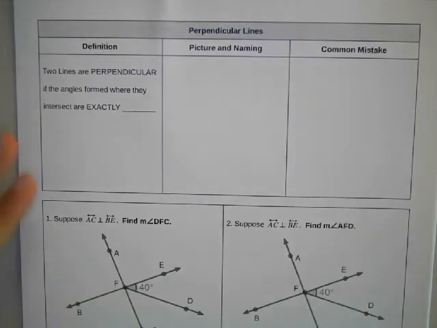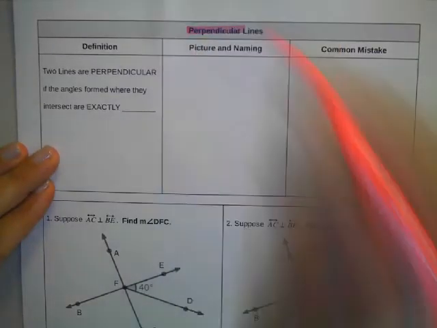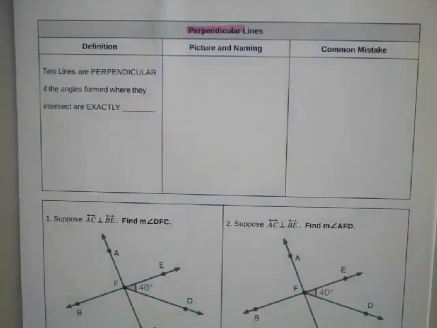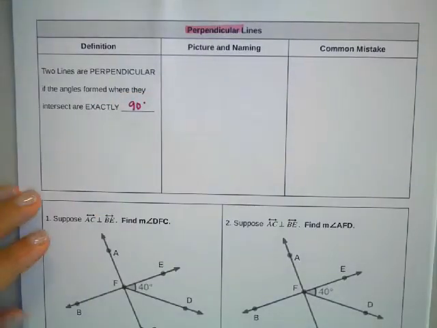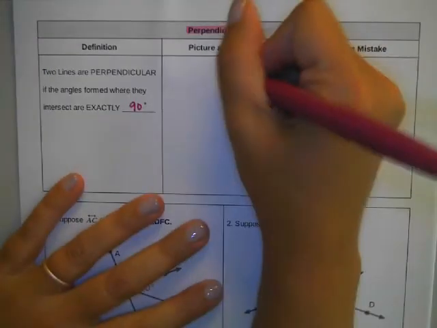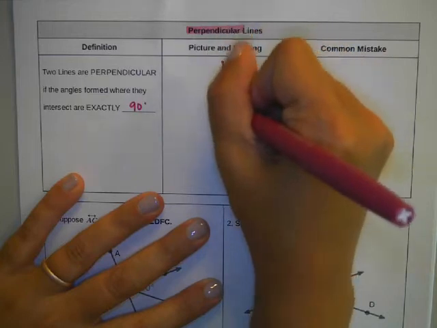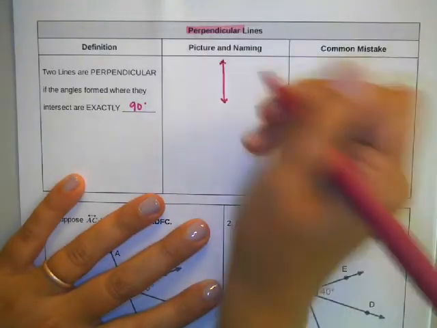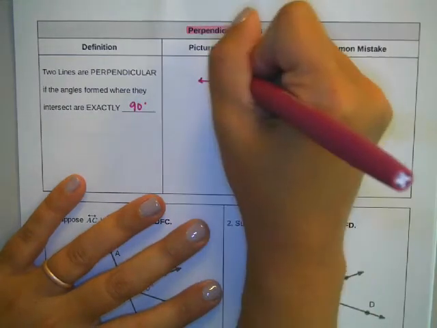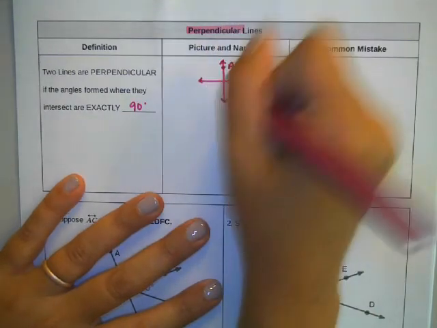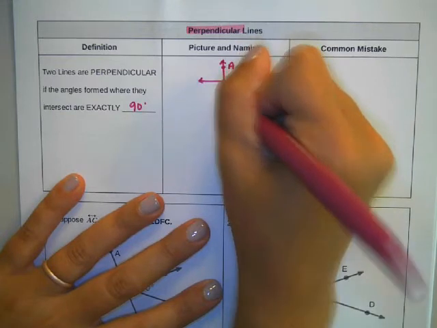So in geometry, the word perpendicular means lines that intersect, where the angles that are formed are exactly 90 degrees. So perpendicular means they intersect at exactly right angles. So here's what a picture of perpendicular lines is going to look like. We're going to have a line like this, and we're going to have a line like this. And I'm going to put some points on those lines just so we can talk about them.